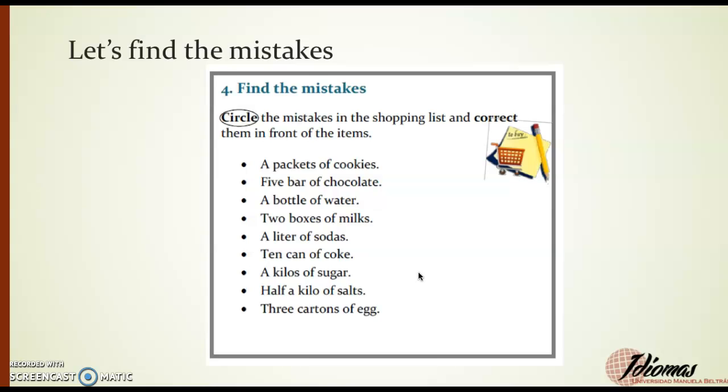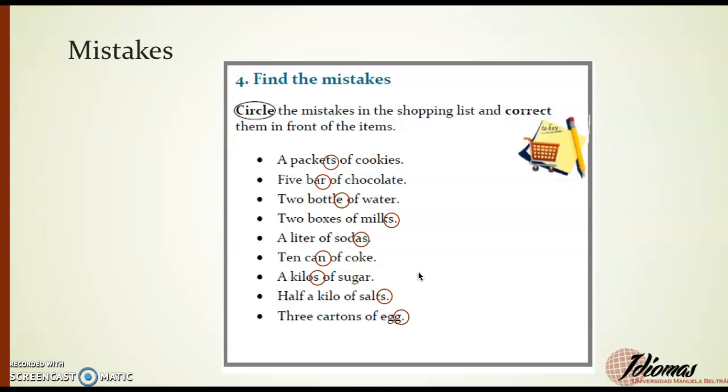That's perfect. Let's see the answers. Exactly. A packet of cookies. That is not correct because a is singular. Packets is plural. It doesn't make sense. 5 bar of chocolate. 5 is plural, but bar is singular. It doesn't make sense. 5 bars of chocolate is correct. 2 bottle of water. 2 bottles of water is the correct answer. I hope you see all the mistakes and they help you to practice and to prepare for your activities.